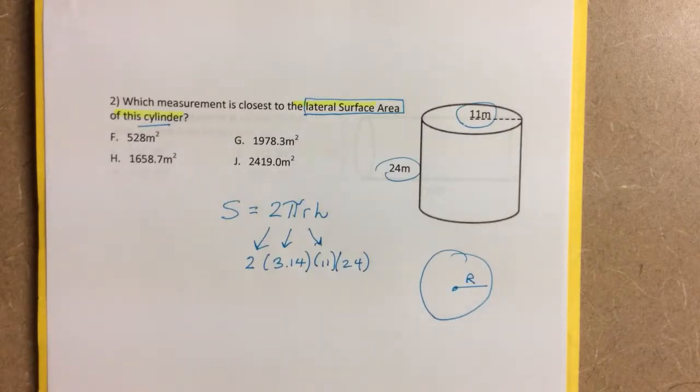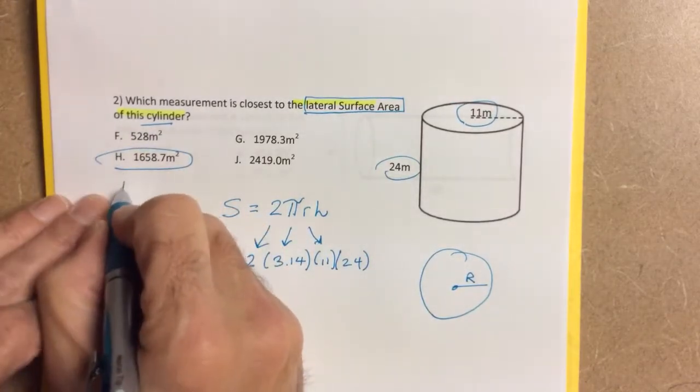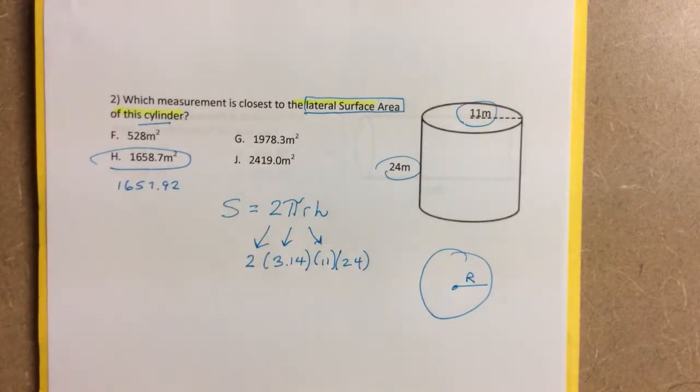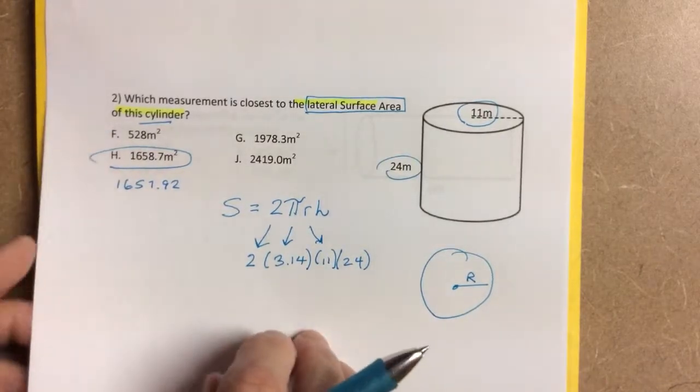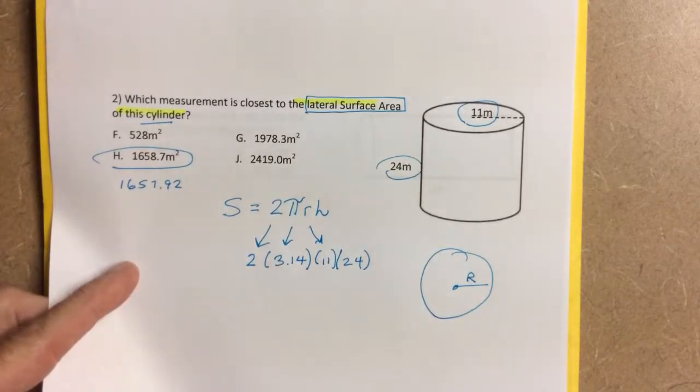I'm getting out my calculator right now. And I get a little bit less than that. I got 1657.92. I'm guessing the person that made this used pi for pi. Still going to be off a little bit, but they will be closer. So the answer was H.